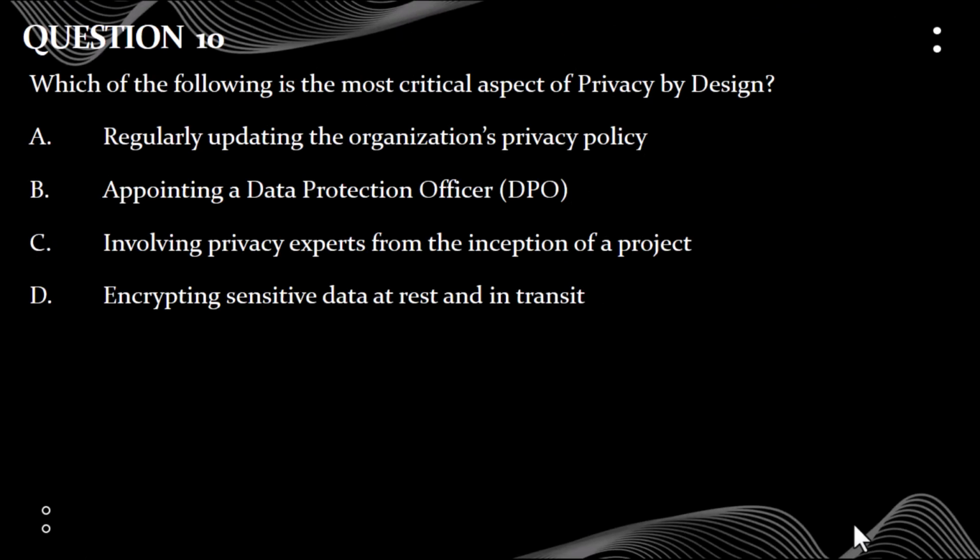Question 10. Which of the following is the most critical aspect of privacy by design? A. Regularly updating the organization's privacy policy. B. Appointing a data protection officer. C. Involving privacy experts from the inception of a project. D. Encrypting sensitive data at rest and in transit. The answer here is option C.